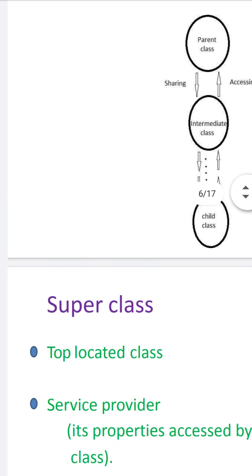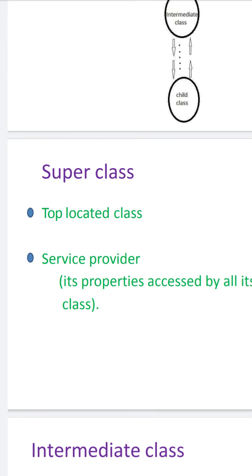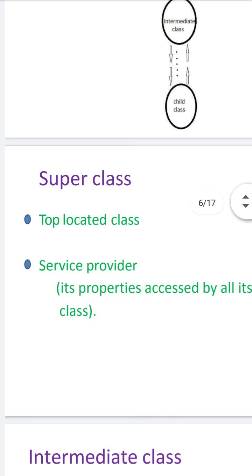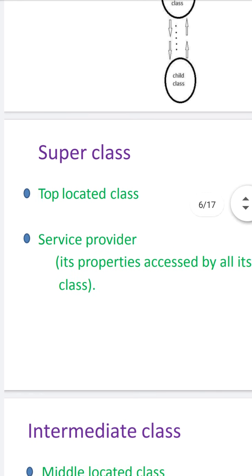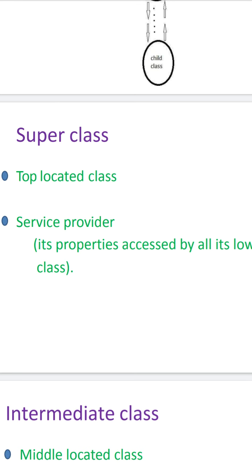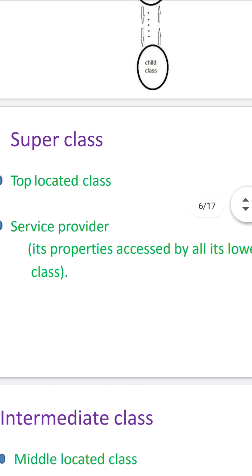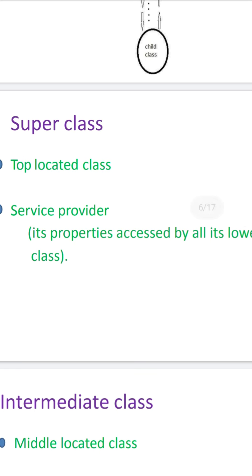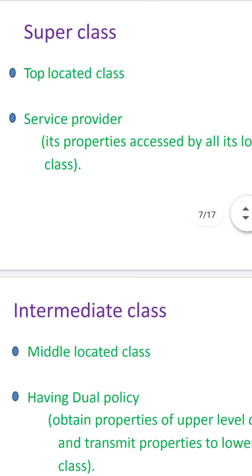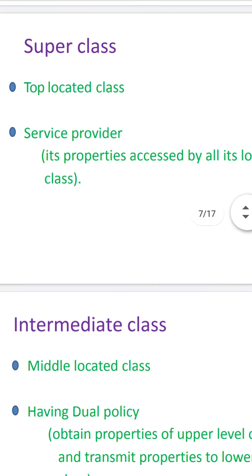Now we will discuss the superclass. What is a superclass? We have already seen that the class at the top is called the superclass. So a superclass is located at the top of the hierarchy. What service does it provide? As I have already explained, all the properties of the superclass are accessed by all its lower level classes. But the lower class features are not accessed by the superclass. That means there is only a one-directional connection, not a bi-directional connection, established between the superclass and the subclasses.